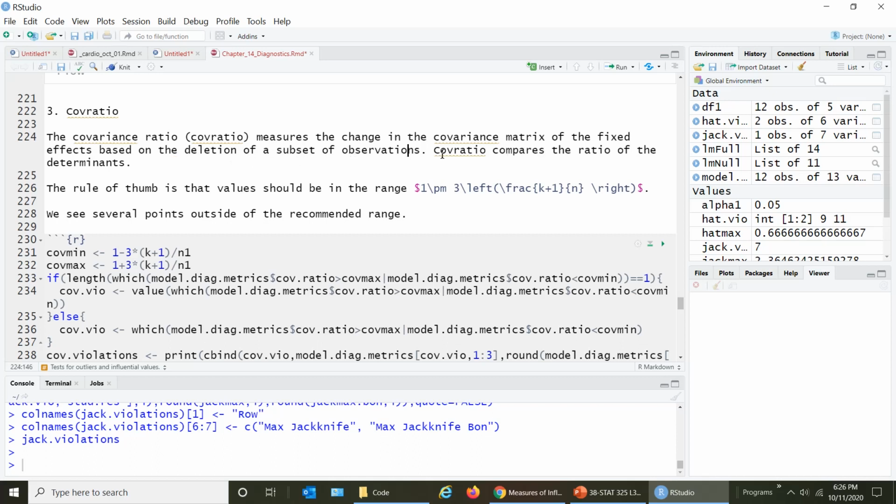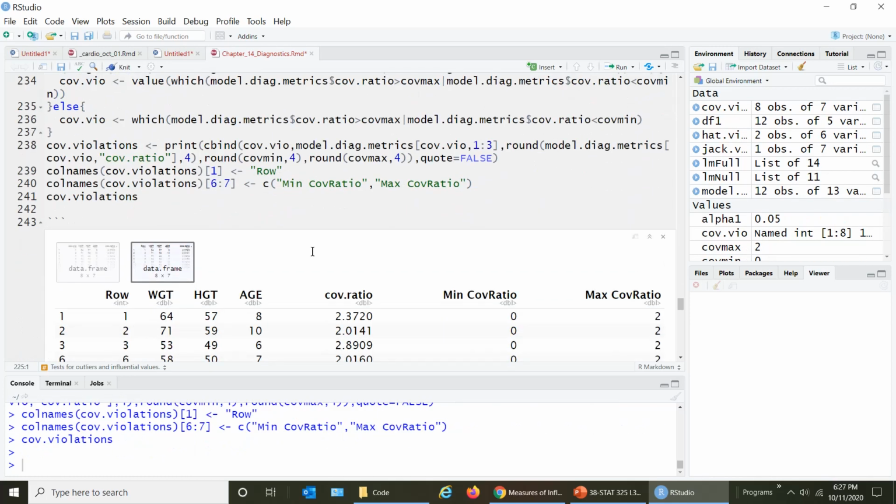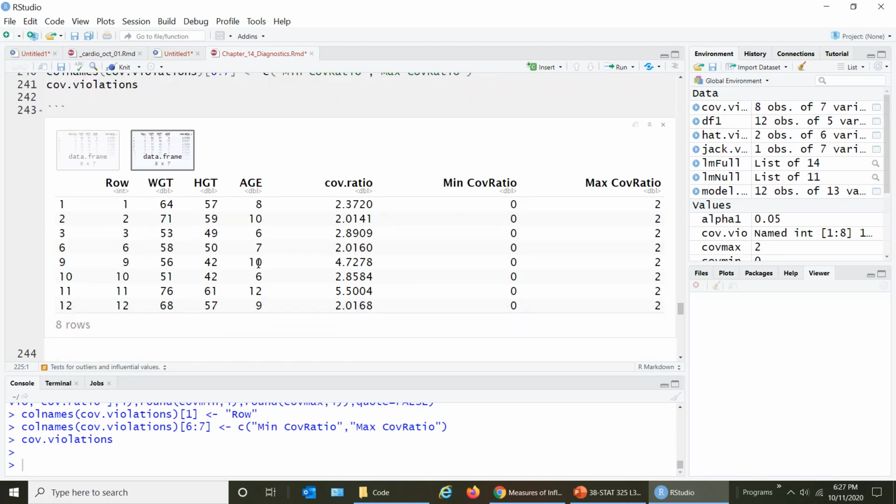In this case, we're deleting the current observation. So the covariance ratio compares the ratio of the determinants of the covariance matrices. The rule of thumb is that the values should be in the range of 1 plus or minus 3 times (k plus 1) over n. So let's look at this code that I wrote. Again, I have a duplication, which I need to get rid of.